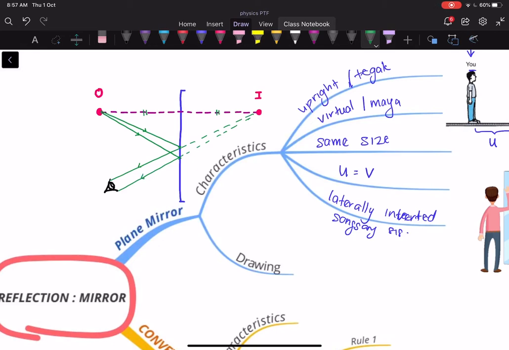However, how do you see the image? Image is seen as a straight line. That is why I'm going to draw a straight line here. Straight line towards the image position. Okay, so this is a straight line that I've drawn and therefore it goes straight.